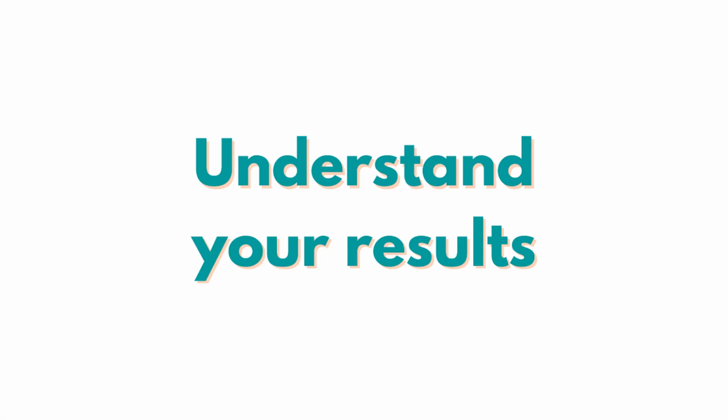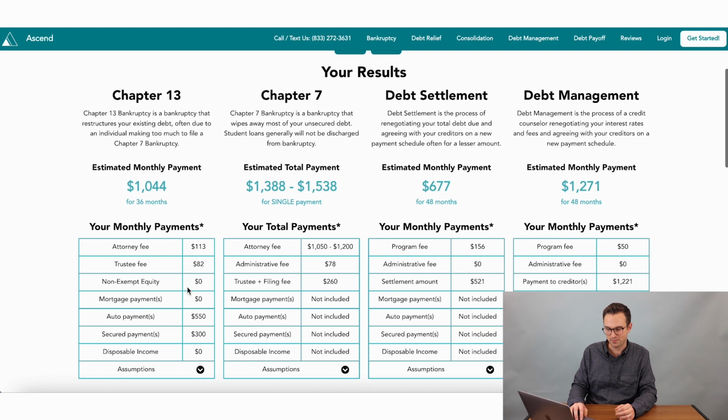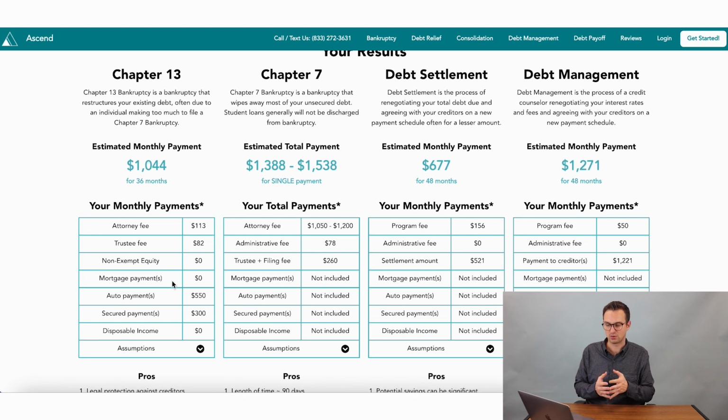Next, we're going to go through and cover the Chapter 13 results. The first thing we look at says your estimated Chapter 13 plan payment is $1,044 over 36 months. See the table below that breaks the cost down. If you want a free consultation right away, we can send your data to someone who will review it. That makes it easier for the attorney because they're getting this information, and it might be easier for you because you may not have to enter all the information again. If you want one, you can click yes, but we're not going to look at that right now. Let's go through the Chapter 13 calculator results.